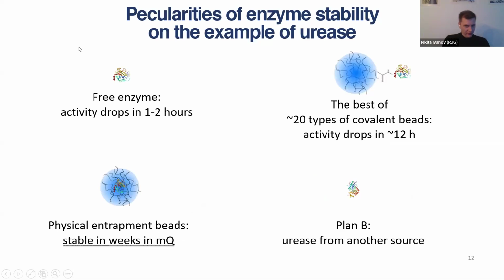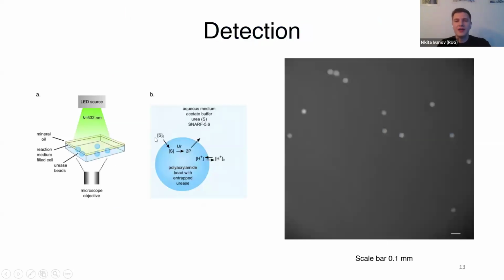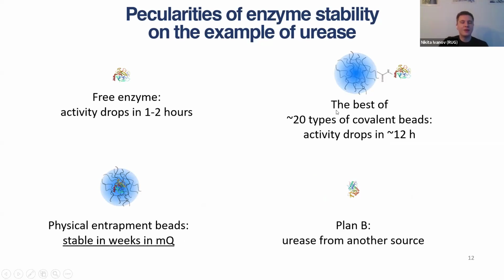The first issue that the chemist faces when working with enzymes, although they're not all that tricky, but particularly urease is very tricky, is that the activity of the free enzyme just drops in 1 to 2 hours. So it starts changing immediately as we prepare the water solution. What we did, normally with other enzymes, we immobilized them covalently on acrylamide microbeads that stabilize them very well. However, not for urease. The activity still dropped.